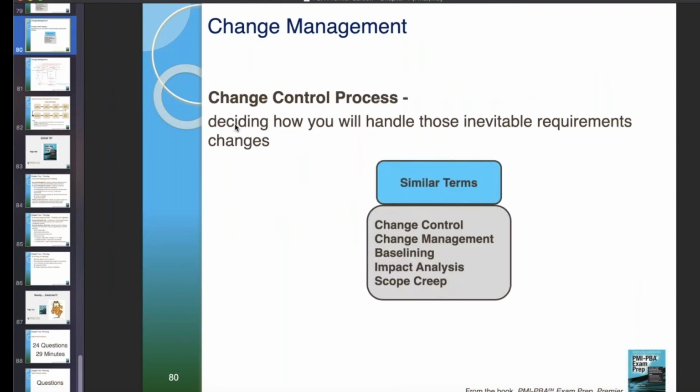Change control process: deciding how you will handle inevitable changes to requirements. You need to remember these synonyms for change. Change control, change management, baselining is used as planned. Impact analysis could necessitate changes. Scope creep can necessitate changes. Just understand the similarity. That's why it says similar terms.